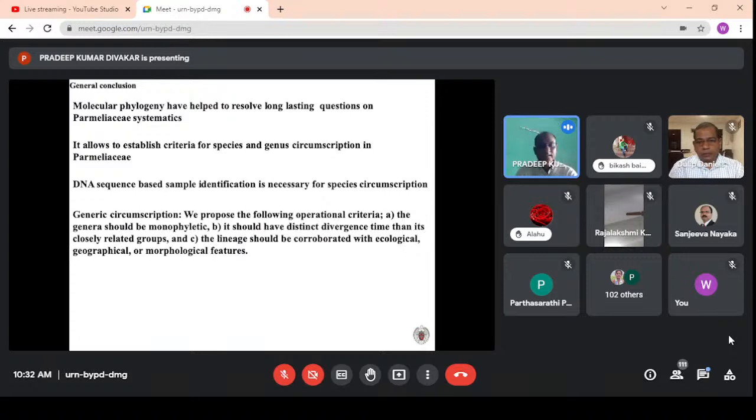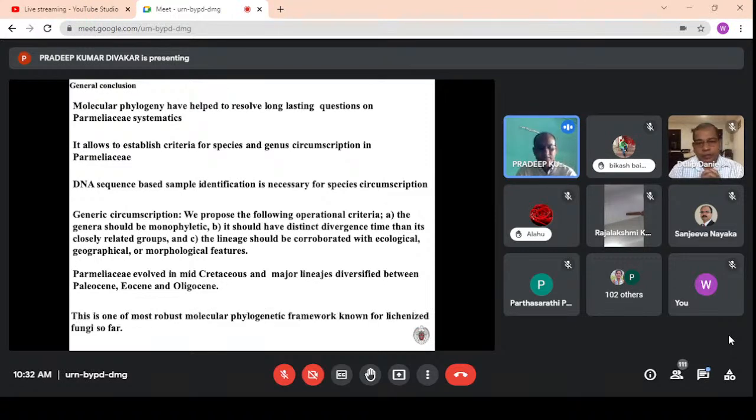So we propose the genetic circumscription. Three criteria were established. Genera should be monophyletic, should have distinct divergence time and exclusion-related groups. The lineage should be corroborated with ecological, geographical, morphological features. And Parmeliaceae evolved in the mid-Cretaceous, and the major lineages diversified between Paleocene, Eocene, and Oligocene.